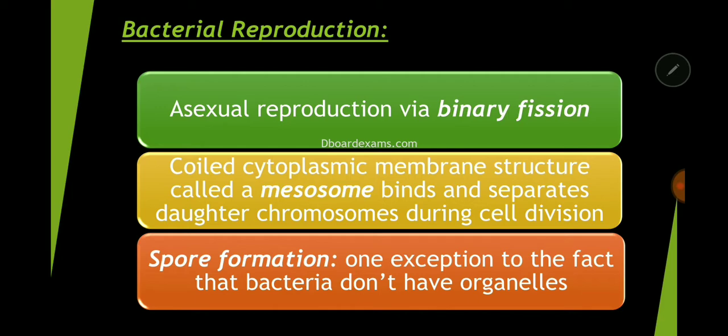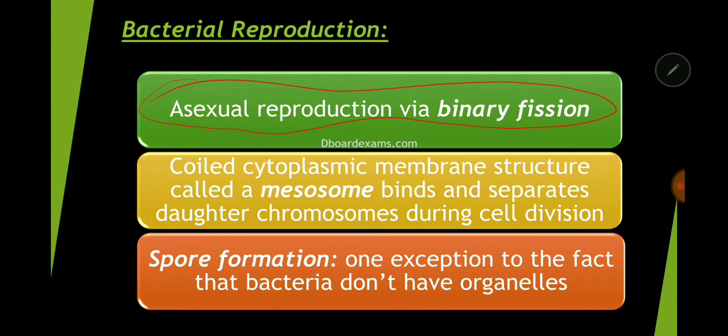Reproduction occurs via asexual reproduction, or binary fission. In this case, in the asexual reproduction, a coiled plasma membrane structure called the mesosome binds and separates the daughter chromosome during division.